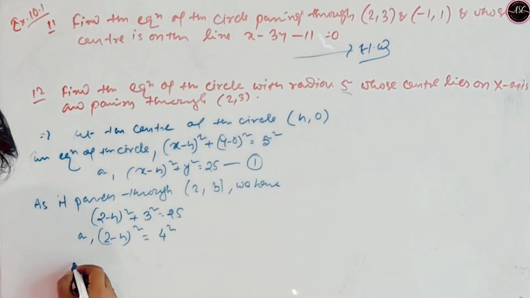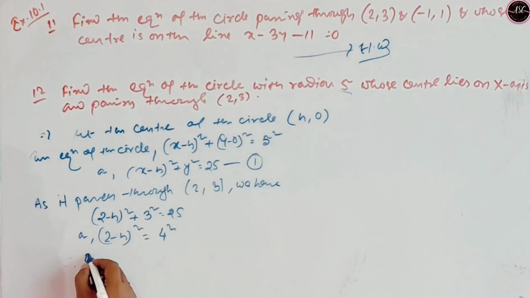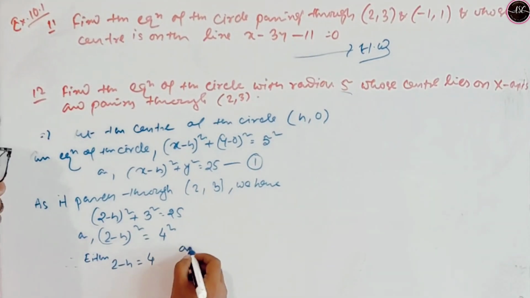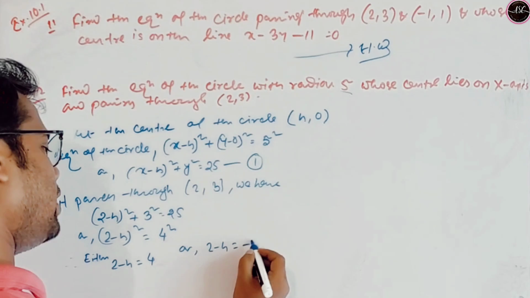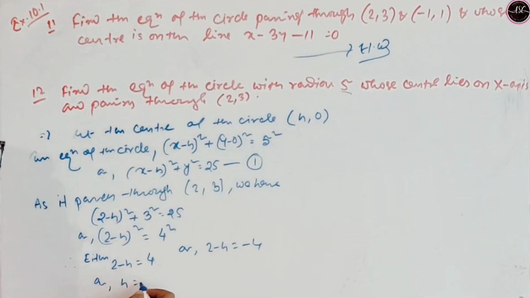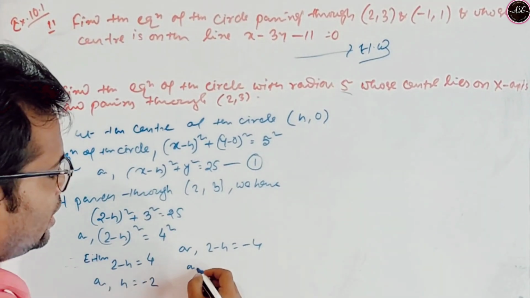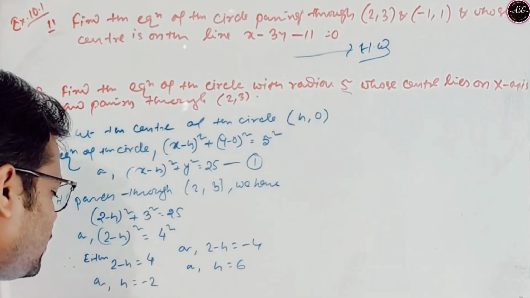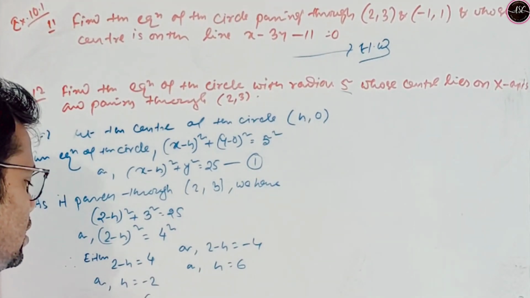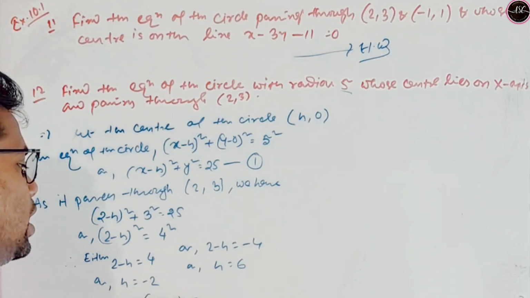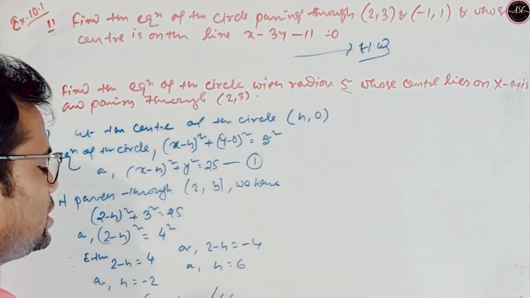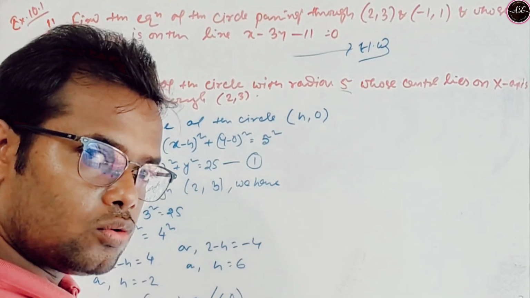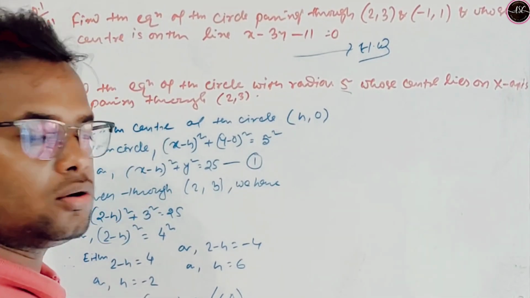Okay. So either 2 minus h equal to 4 or 2 minus h equal to minus 4. Or h equal to minus 2, and here h equal to 6. So we get two centers. That means the center is either minus 2, 0 or 6, 0. So for these two coordinates of center, we get two equations.